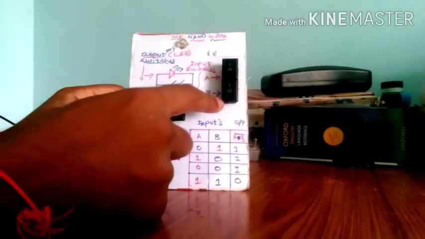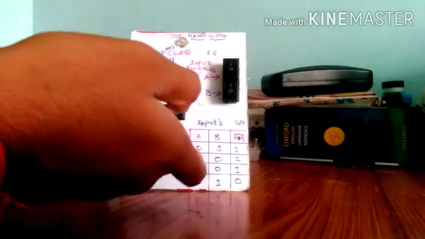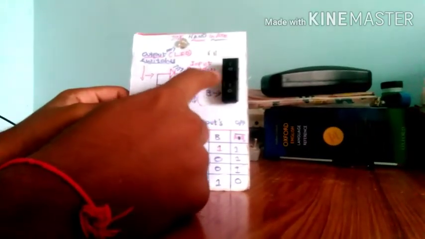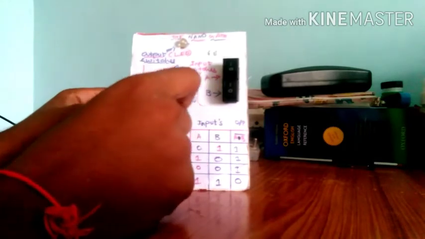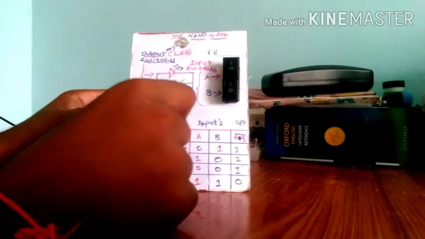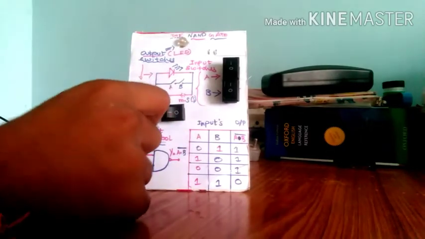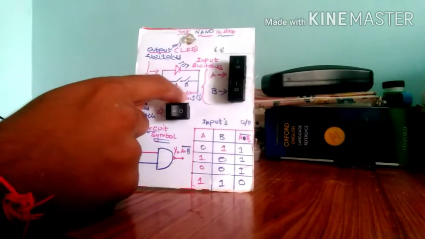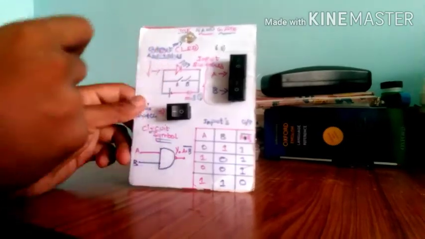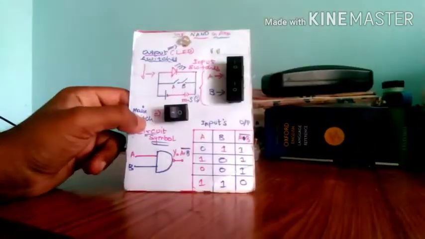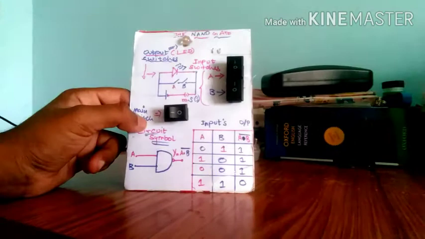And I have taken two switches in the same manner that I did for the earlier two gates, and those switches are input switches A and B, and this is the main switch. Again, I had placed this main switch to close the circuit whenever I want and avoid the heating of the circuit. So this is the circuit connection for this NAND gate, and we are going to test the outputs displayed by the inputs given.